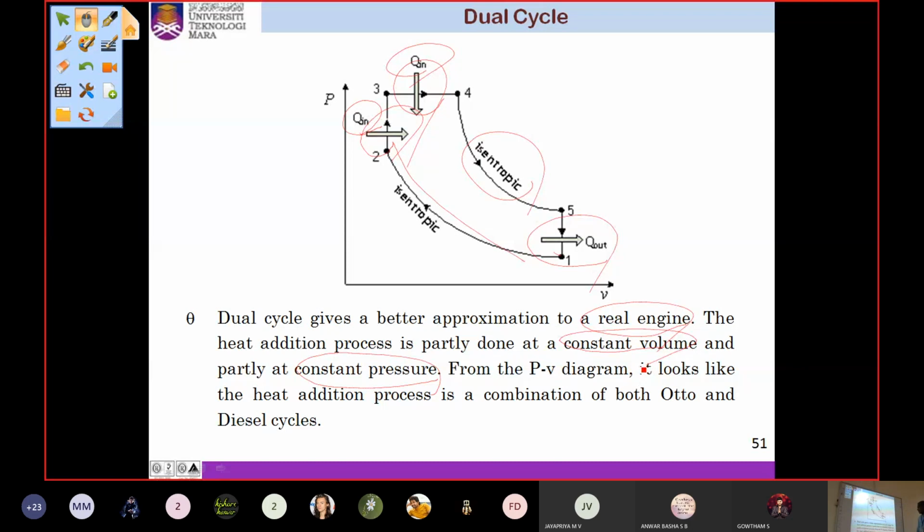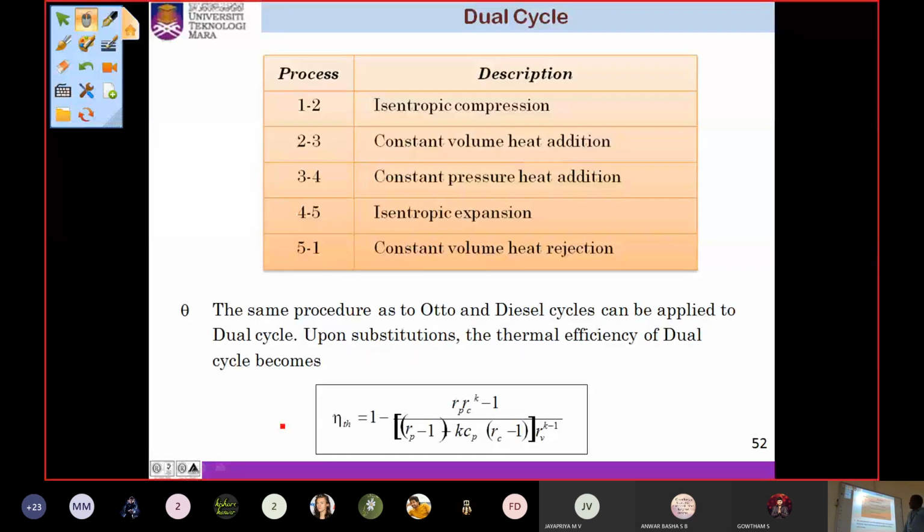From the PV diagram, it looks like the heat addition process is a combination of the Otto cycle and the diesel cycle. So this cycle can be derived as a combination of the Otto cycle and diesel cycle. And as usual, we can refer to these processes. The first process is isentropic compression. The second process is constant volume heat addition. The third process is constant pressure heat addition. The fourth process is isentropic expansion. Then the fifth process is constant volume heat rejection.